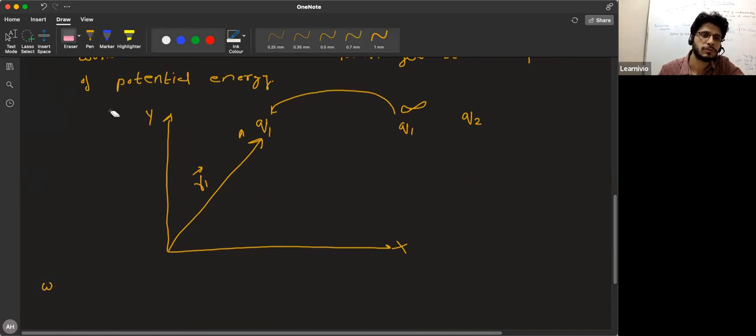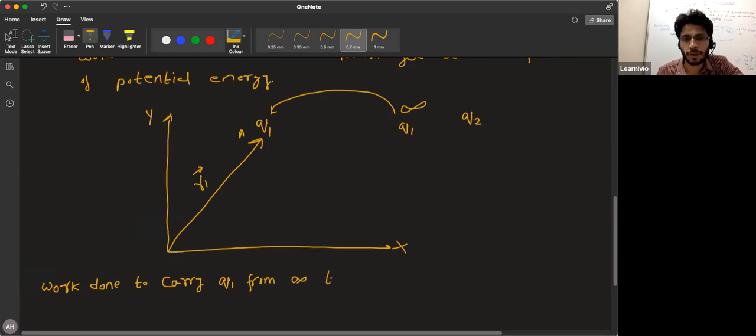Think. There's no other charge here. So what will be the work done? Work done to carry Q1 from infinity to A. Sir, there is no force, so zero. Very good. Work done will be zero. There is no force to repel or attract this Q1, no force which will oppose the motion of Q1. So there is no opposing force. Work done will be zero.